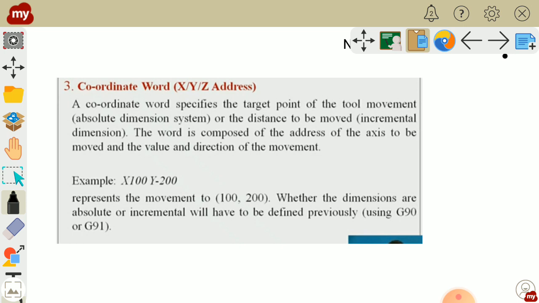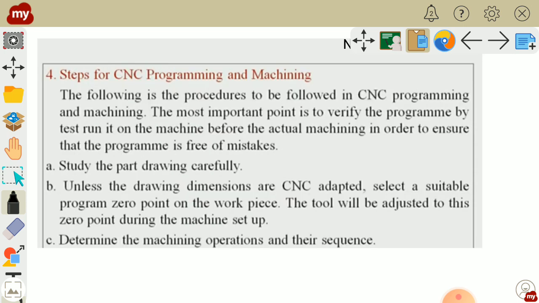Next, now this is important. Steps for CNC programming and machining. The following is the procedure to be followed in CNC programming and machining. The most important point is to verify the program by test run on the machine before the actual machining, in order to ensure that the program is free of mistakes.